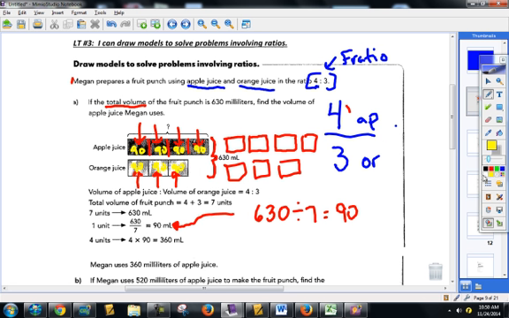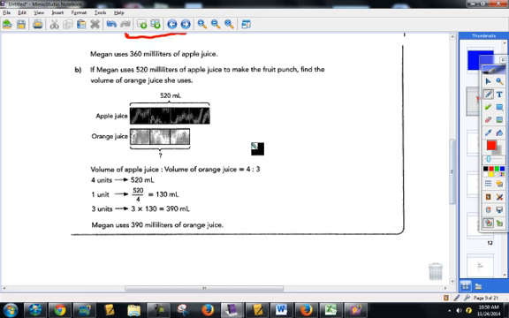Okay? So from here, now you know that each little square is representing 90, and I could do the same thing over here, I won't, but it could be. Then you have to say, what was the volume of apple juice that I used? Because that was the question. If each little square is representing 90, and we have 4 of them, we do 90 times 4, and we know that the volume of apple juice was 360 milliliters. Now, if we wanted to figure out how many milliliters of orange juice she used, we would do 90 times 3. I think you guys are going to catch on to this pretty quick here.